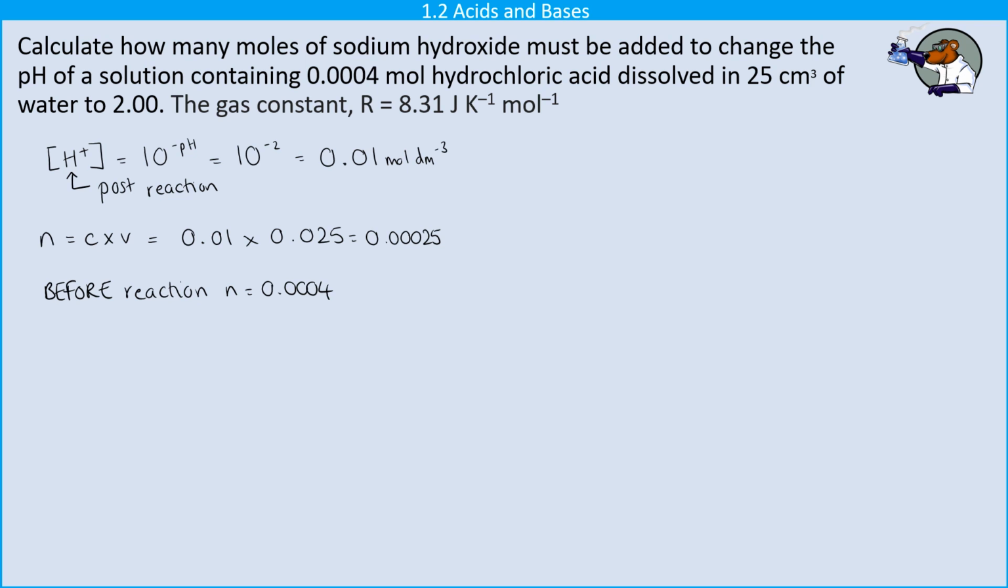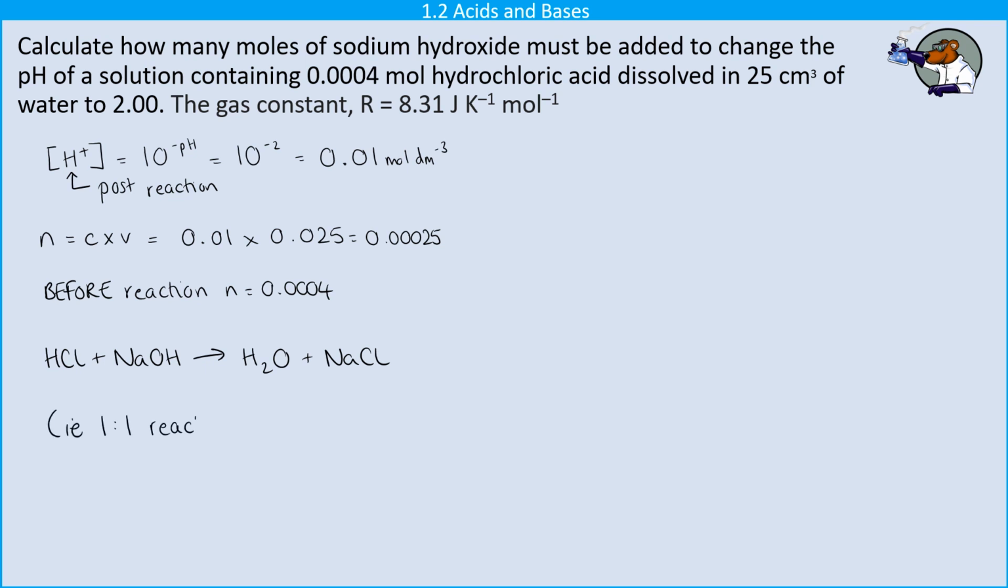So somehow we've gone from 0.0004 moles of hydrogen ions before we added the base to 0.00025 moles after we've added the base. So the difference between those two numbers, that's how many hydrogen ions have been used up by us adding the base. So we now need a chemical symbol equation that's going to show us how those two relate. Well, hydrochloric acid and sodium hydroxide, they actually react in a 1-to-1 ratio. So again, we have made this about as straightforward as it can be.